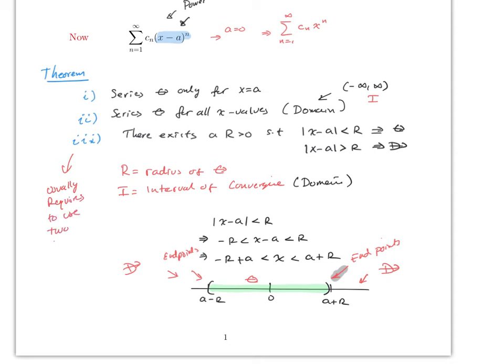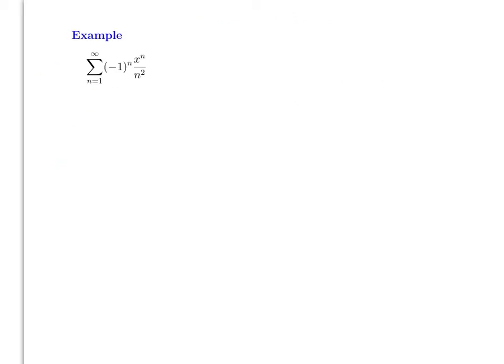Okay, and the first example we do is going to be like that. All right, so let's try this example. So here notice that Cn is equal to negative 1 to the n over n squared, and obviously the value for a in here is equal to 0, because you have x to the n, which is the same thing as x minus 0 to the n. Okay. So we're gonna use the ratio test.